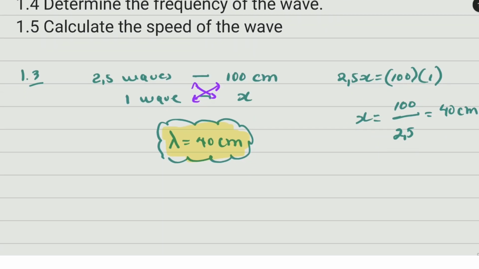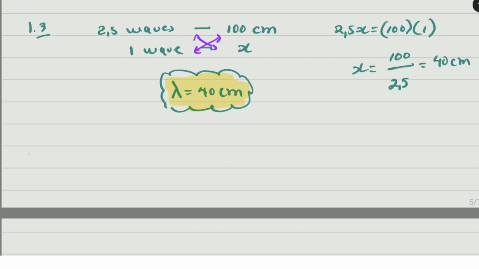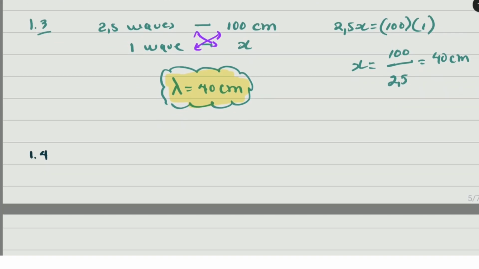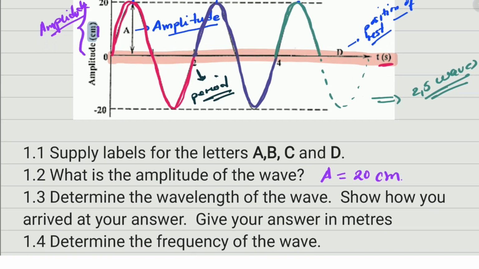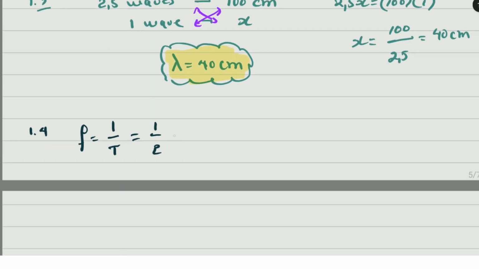So if you come here and do question 1.4, determine the frequency of the wave. You know that frequency is equal to 1 divided by period. You don't even have to write data here because it's very simple. 1 divided by 2, because the period is the time for one wave, and that is 2 seconds shown in the graph. So this is equal to 0.5 hertz, and that is question 1.4.